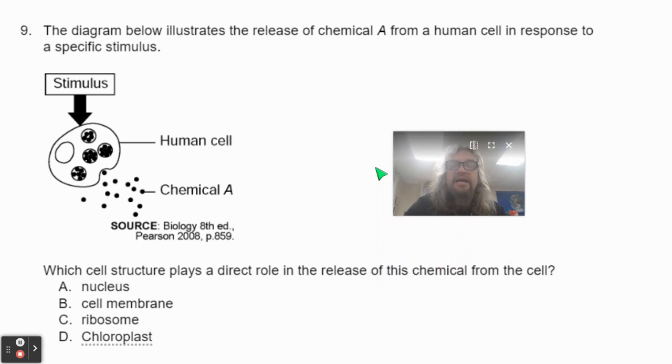Number 9, the diagram below illustrates the release of a chemical, A, from a human cell in response to a specific stimulus. Right, stimulus, here's the human cell, chemical A being released. Which cell structure plays a direct role in the release of this chemical from the cell? Is it A, the nucleus, B, the cell membrane, C, the ribosome, or D, the chloroplast?